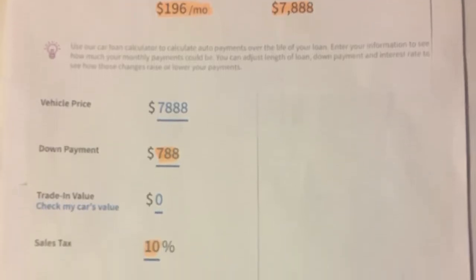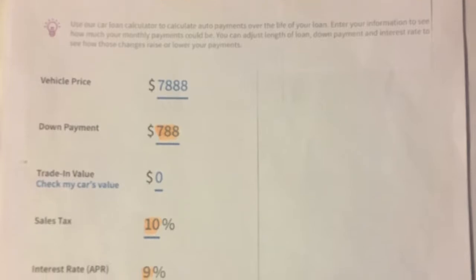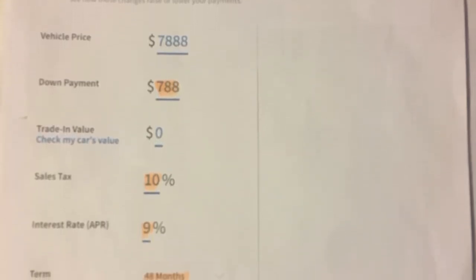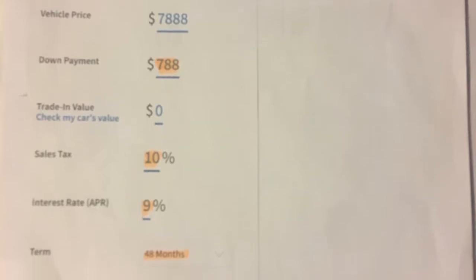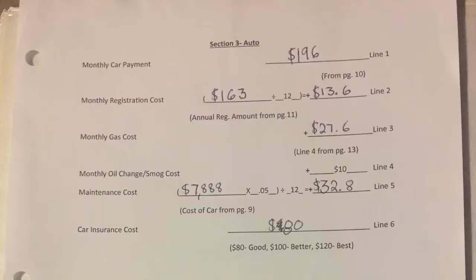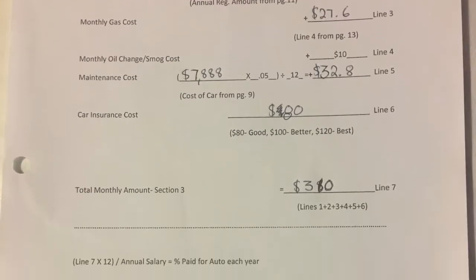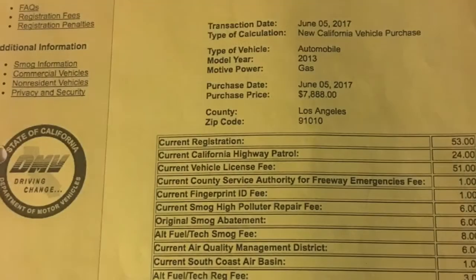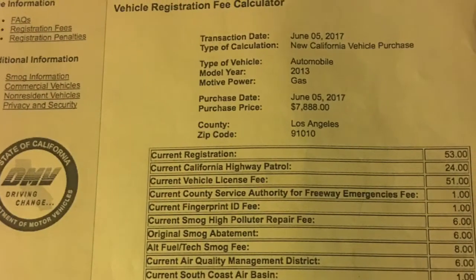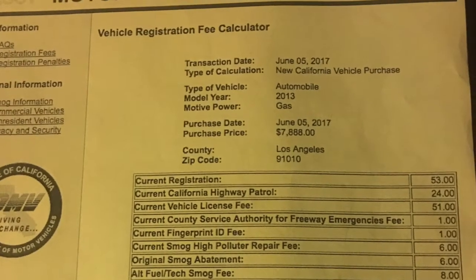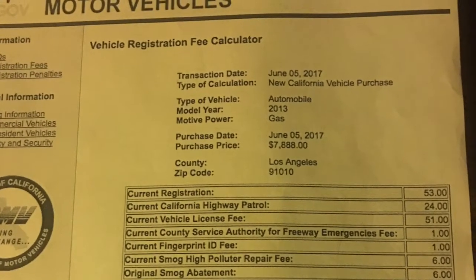You put $0 for the trading value, $10 for the sales tax, $9 for the interest rate, and a term of no more than 60 months. And then what I got was $196 per month. And that information you'll actually use for page 8. Next, you'll take the total registration fee from page 11, which you found from ca.gov, highlight it, and input it in page 8.